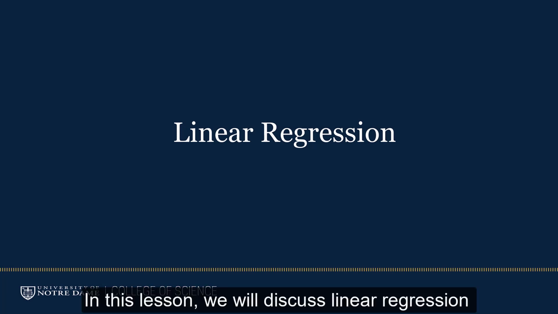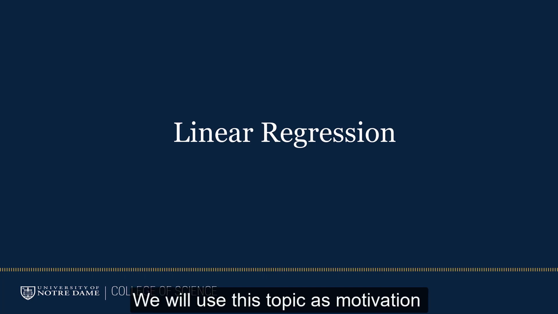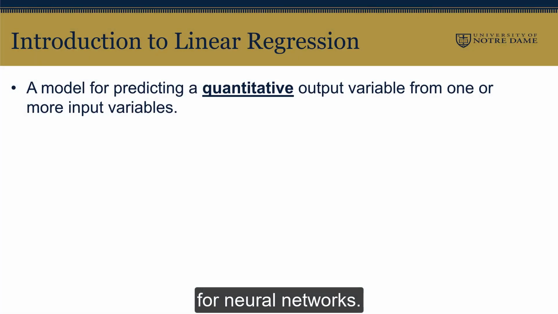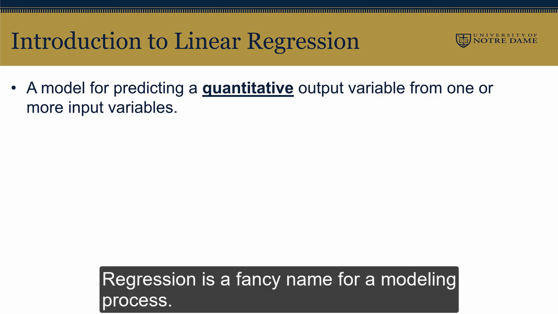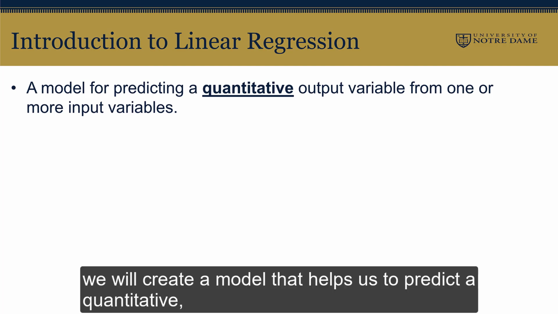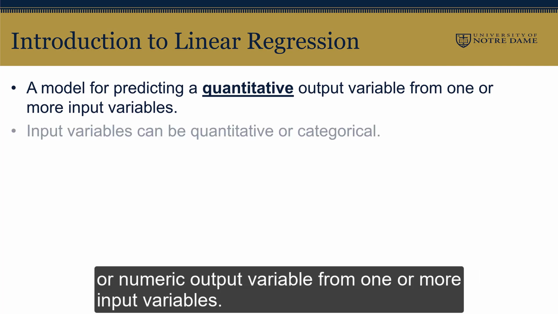In this lesson, we will discuss linear regression as a modeling process. We will use this topic as motivation for neural networks. Regression is a fancy name for a modeling process. In particular, with linear regression, we will create a model that helps us to predict a quantitative or numeric output variable from one or more input variables.